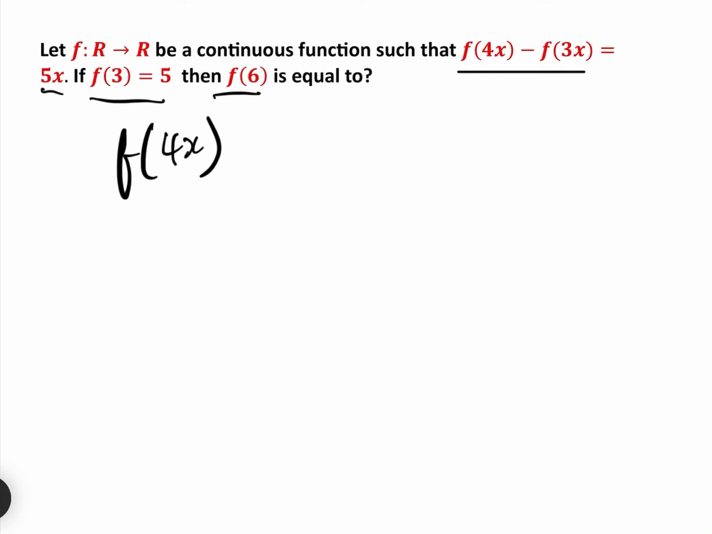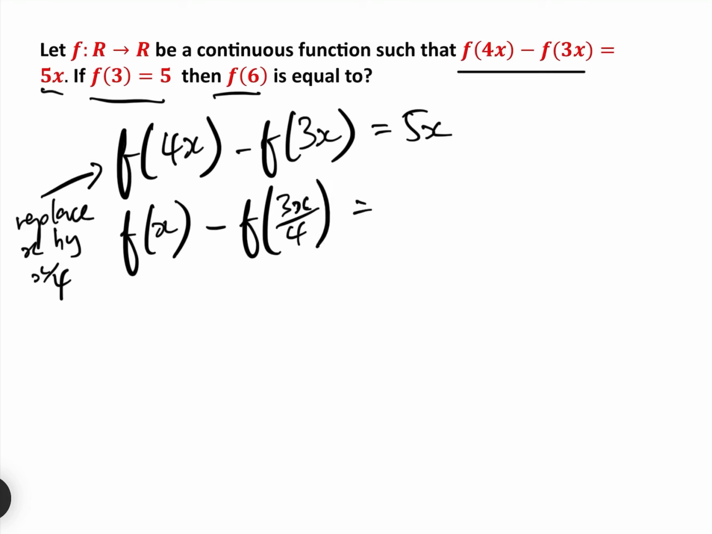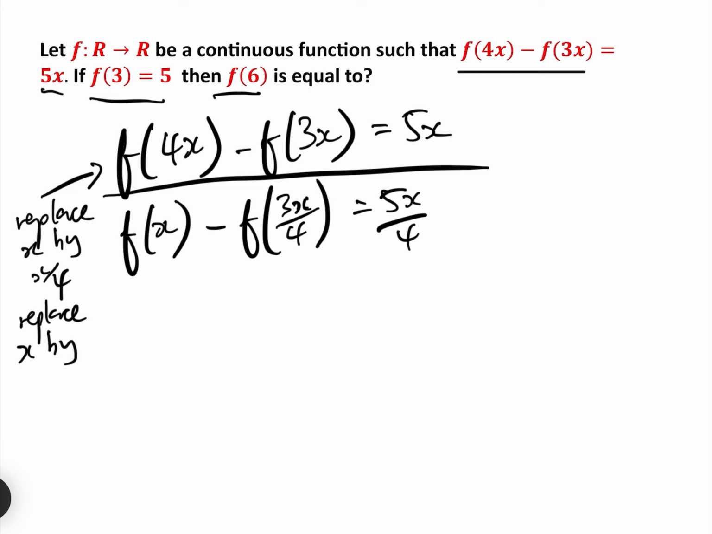So let's write it down again. f of 4x minus f of 3x equals 5x. Okay, now the first thing we've got to do is replace x by x over 4. So that gives us f of x minus f of 3x over 4 equals 5x over 4. And now let's just draw the line there. And now what we've got to do is replace x by 3x over 4.